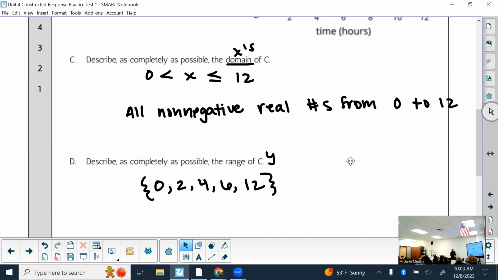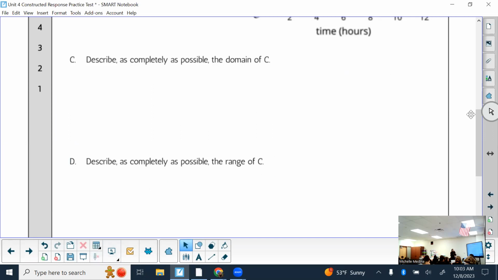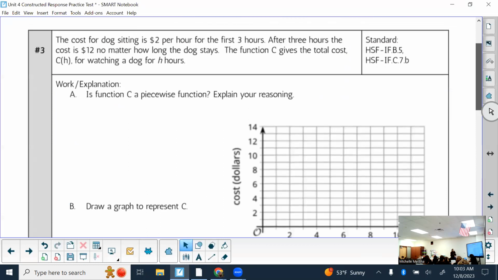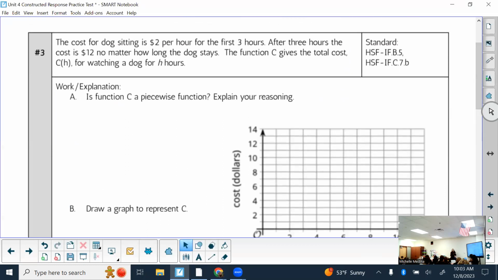Okay, so number 3 is kind of a big one. We'll see what we can get through. Since we just did domain and range, maybe we'll not do that part. So here's number 3 on your constructed response.